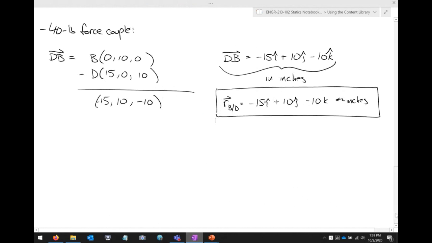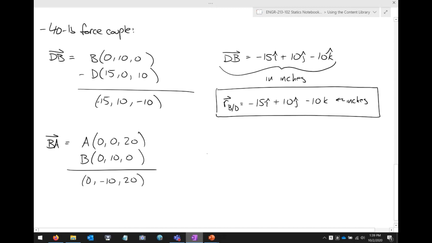What about the force vector? Well, the force vector is going to take a little bit of doing because we're going to need the BA vector. We've done this plenty of times before. We take the coordinates of A, which is 0, 0, 20, and the coordinates of B, which is 0, 10, 0. That gives 0, minus 10, 20. And so BA is minus 10j plus 20k.